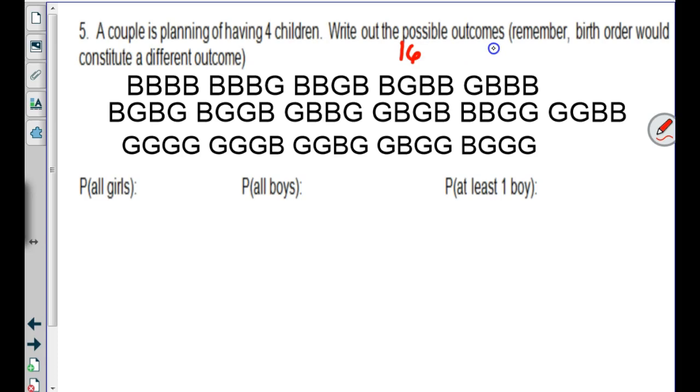No, because it's not 4 times 4. Does anybody know what it is? I mean, it is in essence, but it's 4 different kids you're having, and each time there's 2 outcomes, okay? So that's where the 16 comes from. But in all girls, we could have figured out was 1 out of the 16, right? And all boys is 1 out of the 16. At least 1 boy, yes, because the only thing that doesn't have at least 1 boy would be the all girls, right?